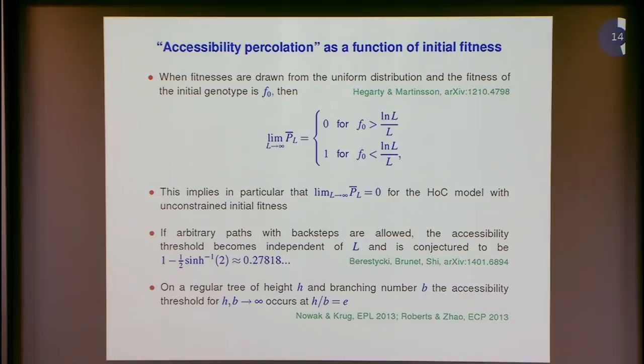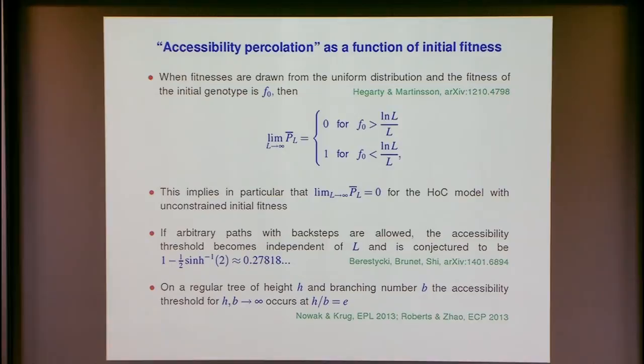in particular by Peter Hegarty and Anders Martinsson. This is a paper that is in press in the Annals of Applied Probability. So what they could prove is that there's a kind of percolation phenomenon here. So if you fix the fitness of the initial genotype to be F0, then if F0 is larger than log L over L, then this accessibility will tend to 0, that is, you will with probability 1 not find a path. But if it's smaller than log L over L, in particular if it's 0, which is the case in this constrained model, then it will tend to 1.